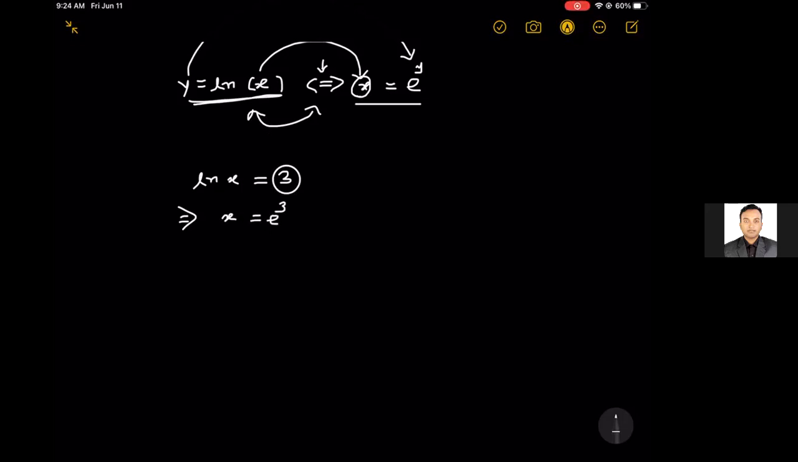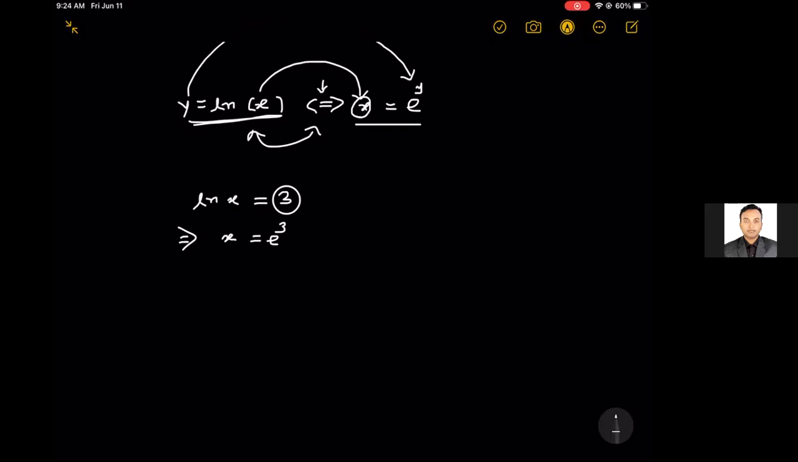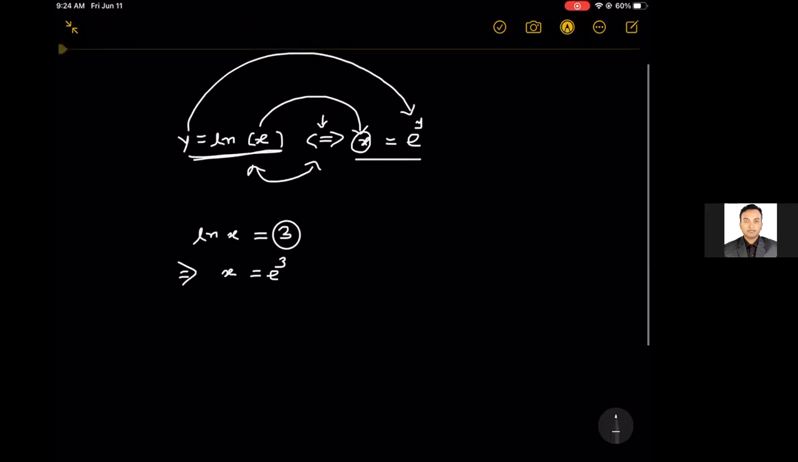That's it. That's your answer. Okay. And we can use this property, as I said, to simplify our life. And you'll soon see examples of it. Any questions so far? We are not doing any calculus as yet, just trying to recap really quick the properties of logarithmic and exponential functions.